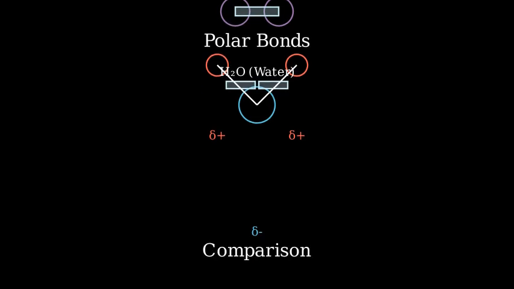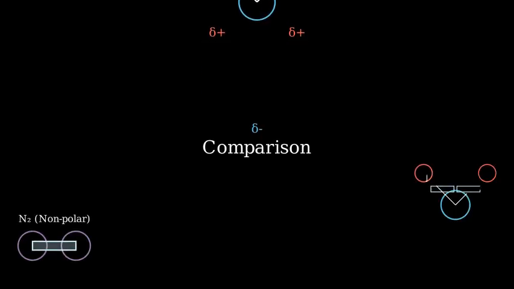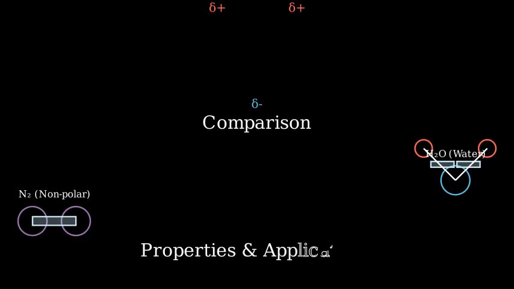Let's compare these bonds side by side. In the nonpolar N2 molecule, the electrons are shared equally between identical atoms. But in water, the oxygen atom's higher electronegativity creates an uneven electron distribution, resulting in a polar molecule. Understanding these bond types helps predict molecular properties.